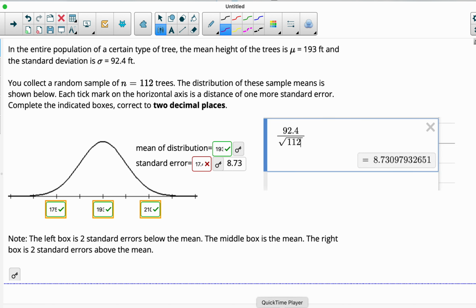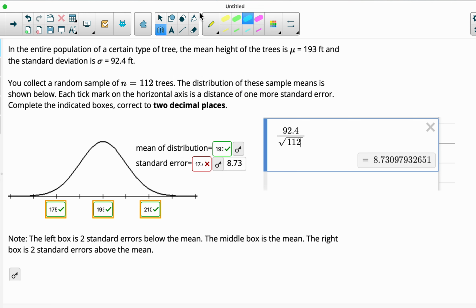I want you to use the PowerPoint that I posted in Lumen. So we have the entire population here of a certain type of tree. The population has a mean height of 193 feet. Because in this case it's known that the average of the mean height is mu equals 193. And the standard deviation of the population is 92.4.